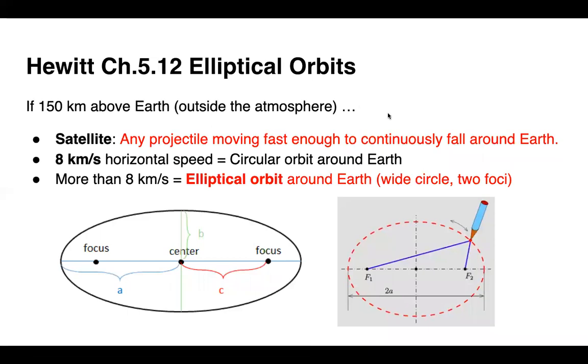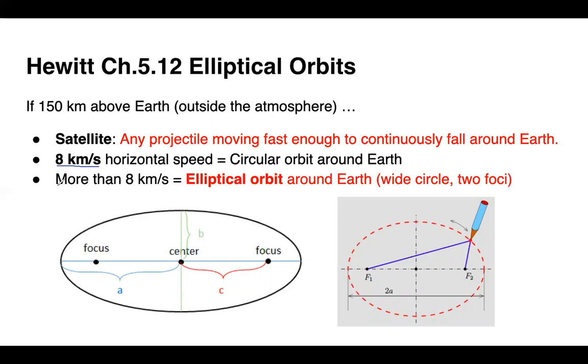There we go. Yep. So a satellite, again, just remembers any object moving fast enough to continuously fall around the planet. And we learned yesterday that the minimum required speed to achieve that would be something around 8 kilometers per second, because that sort of matches the curvature of the Earth, even though in reality the Earth isn't perfectly round.